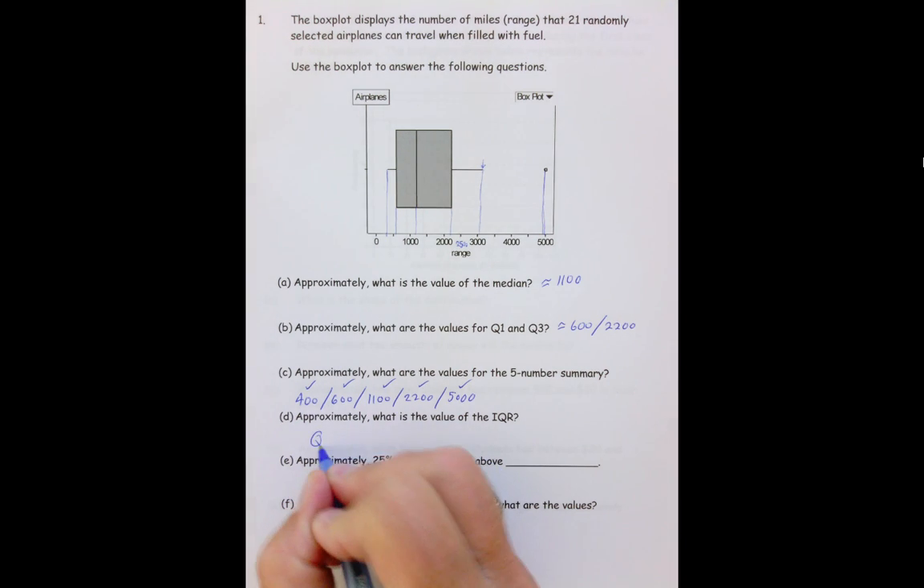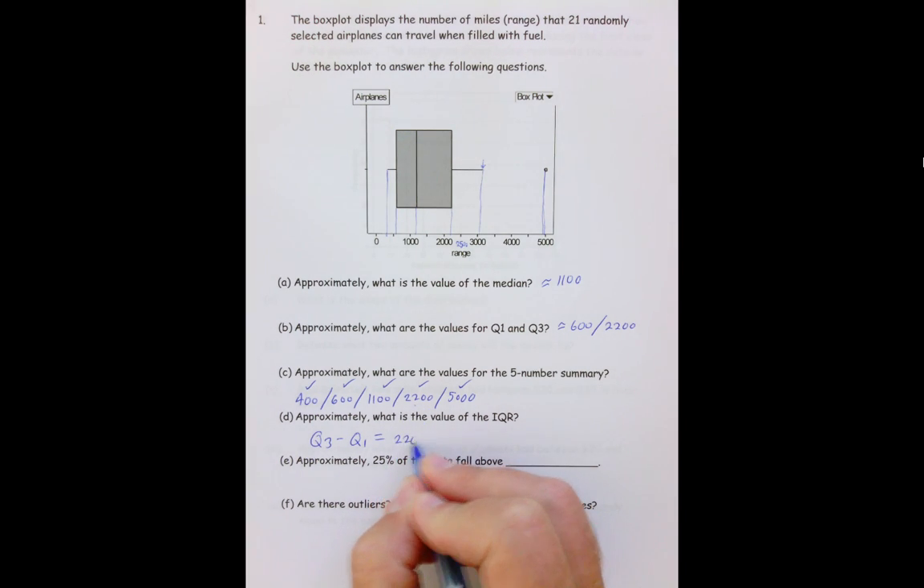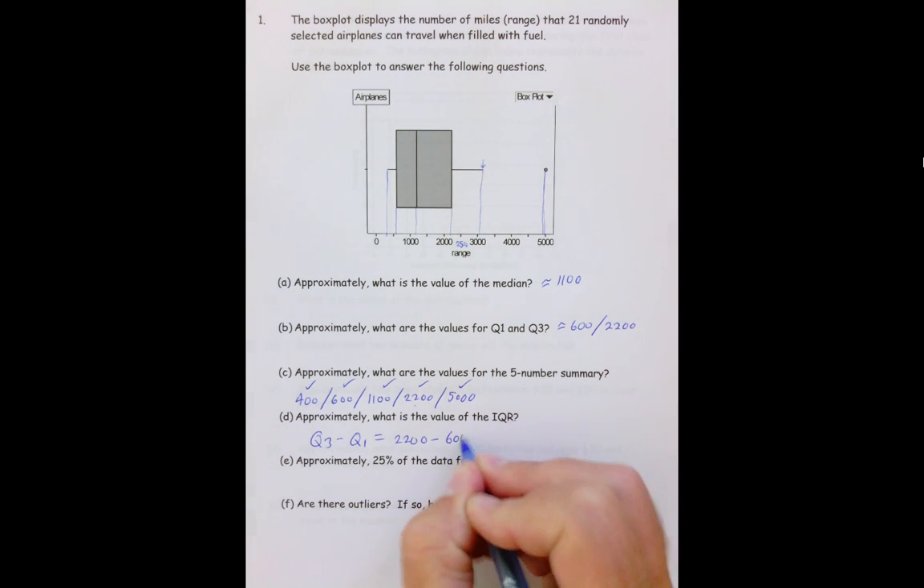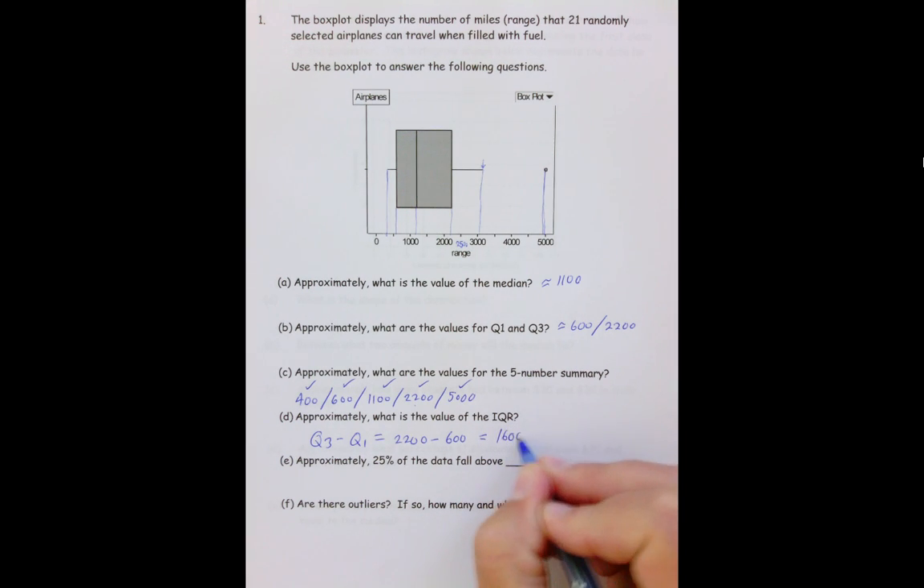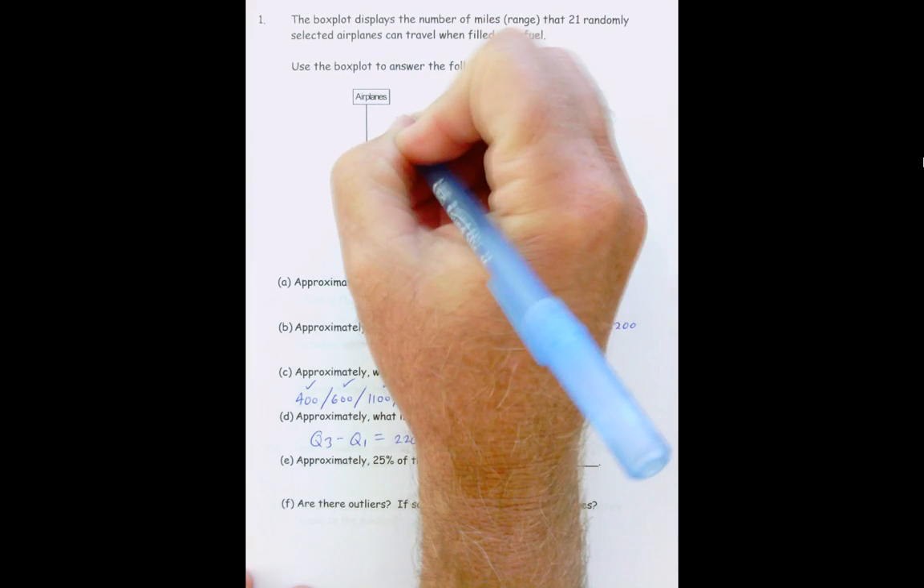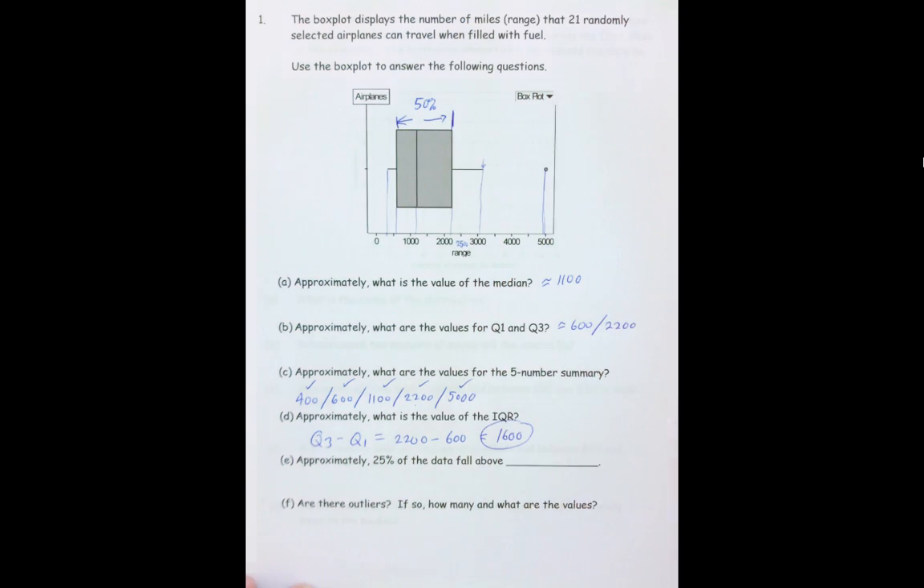Part D, approximately what's the value of the IQR? Well, guys, remember the IQR is just Q3 minus Q1. So I've got 2,200 for the approximate value of Q3, and 600 for the approximate value of Q1, so we can say that the IQR is approximately 1,600. Now, guys, again, the IQR is the distance from here to here. So it's the range of the middle 50% of our data.